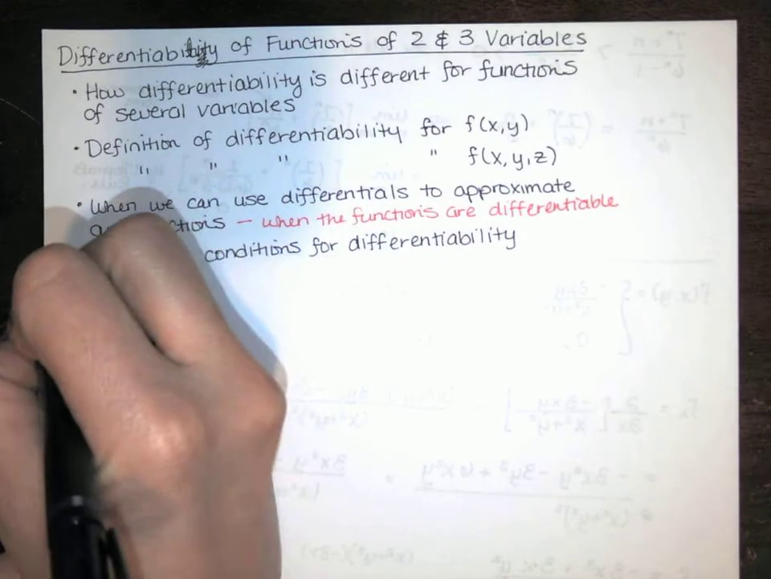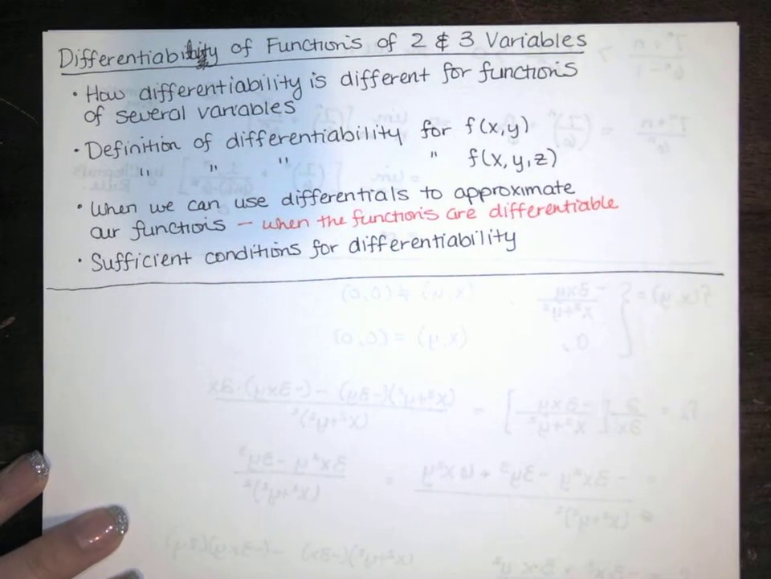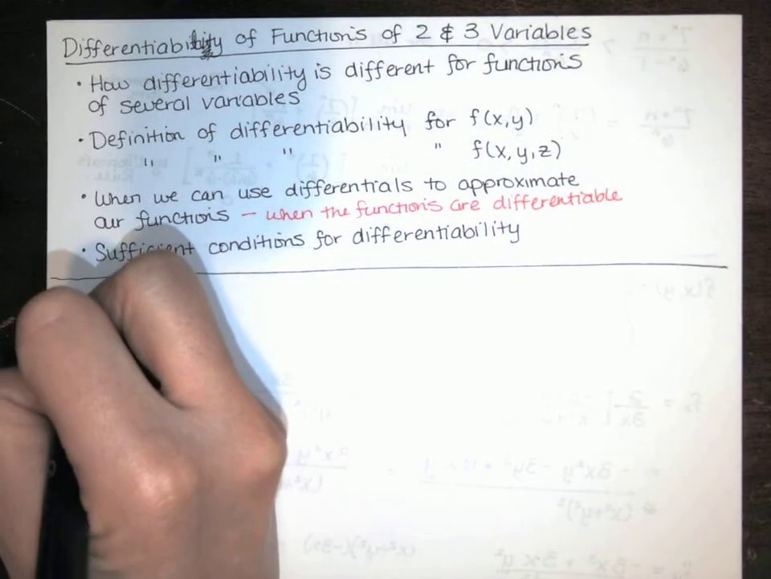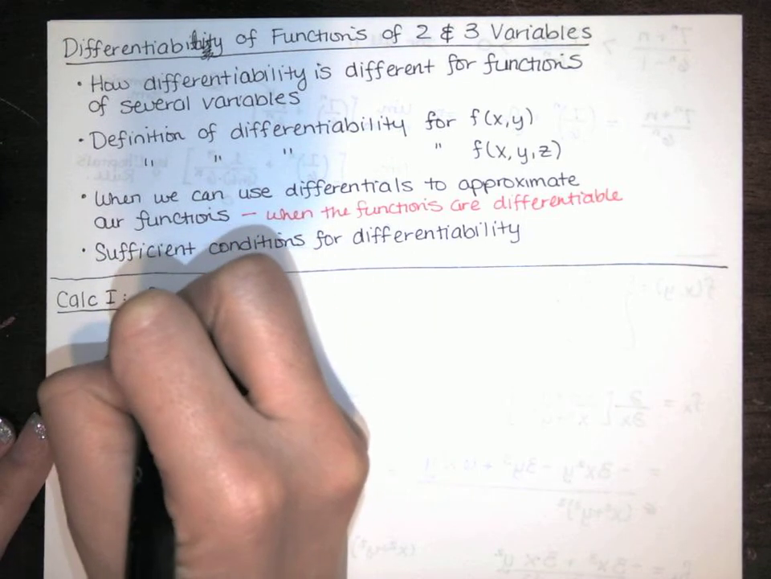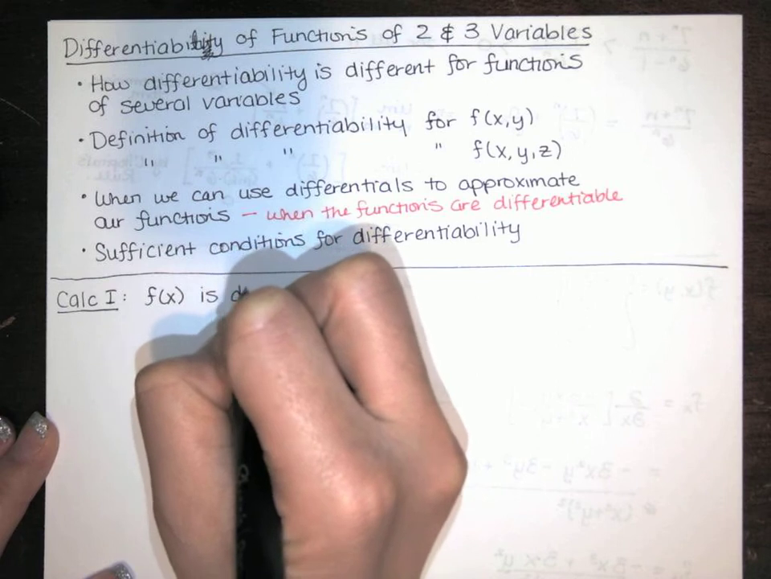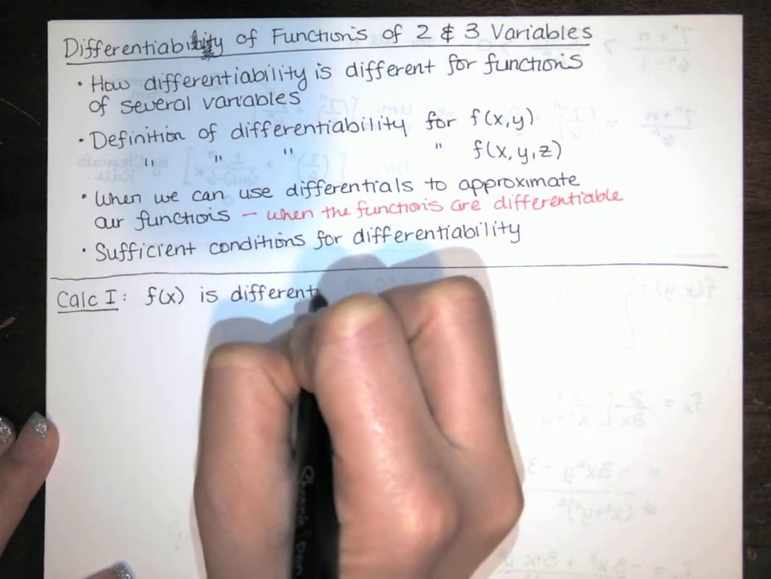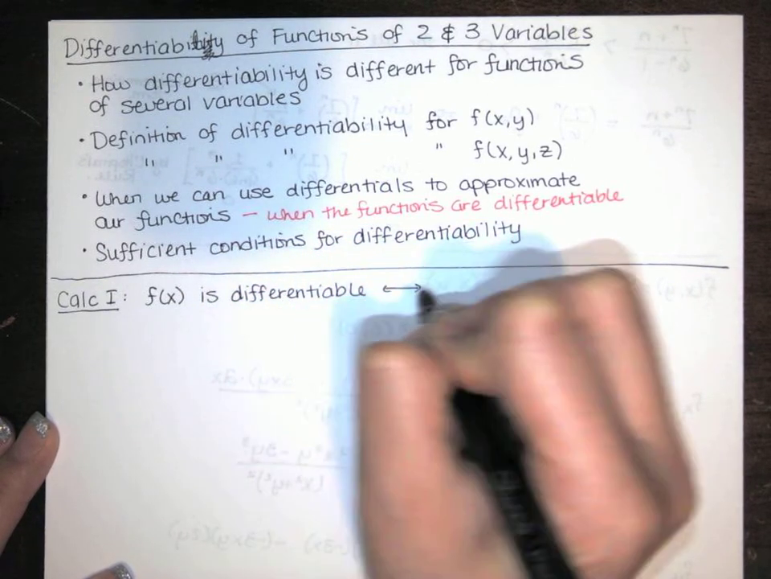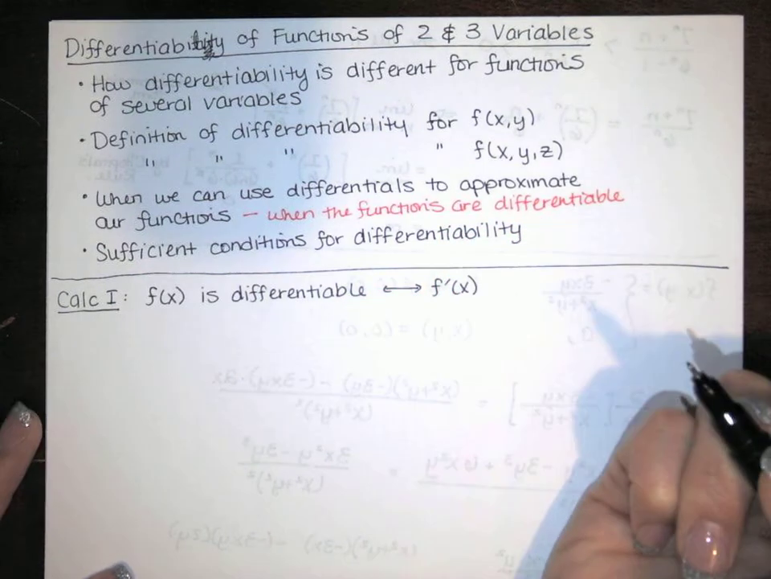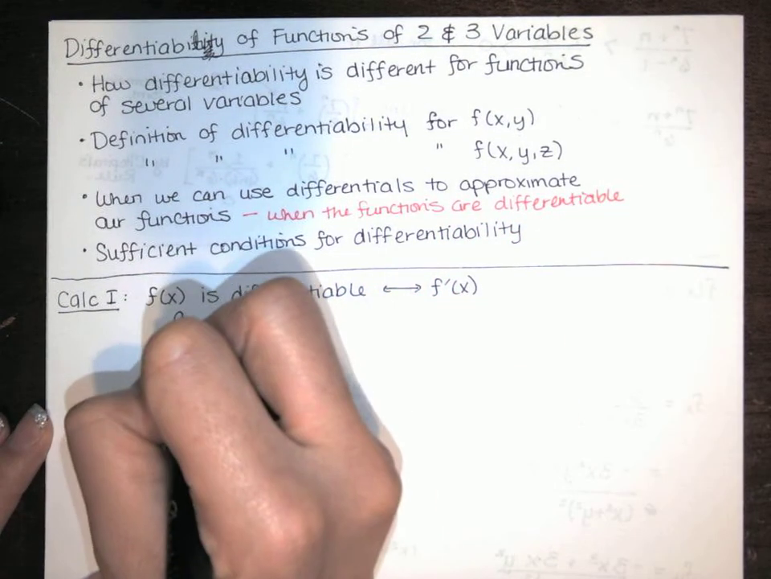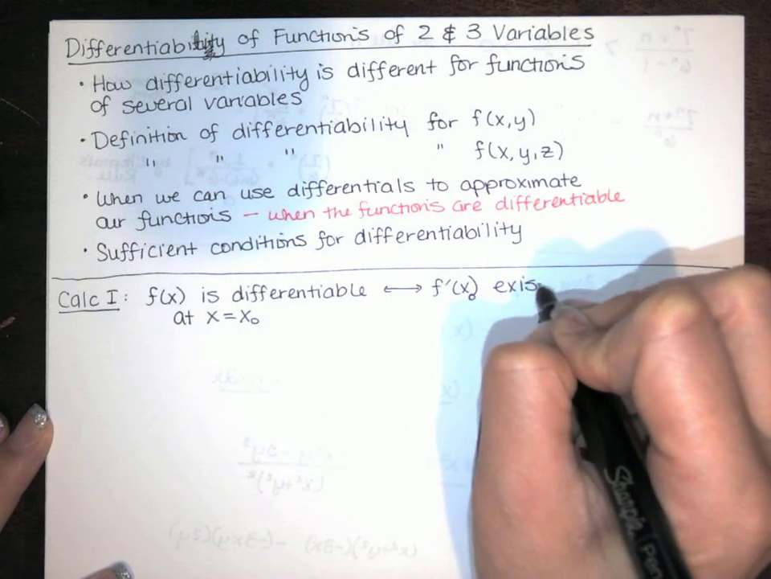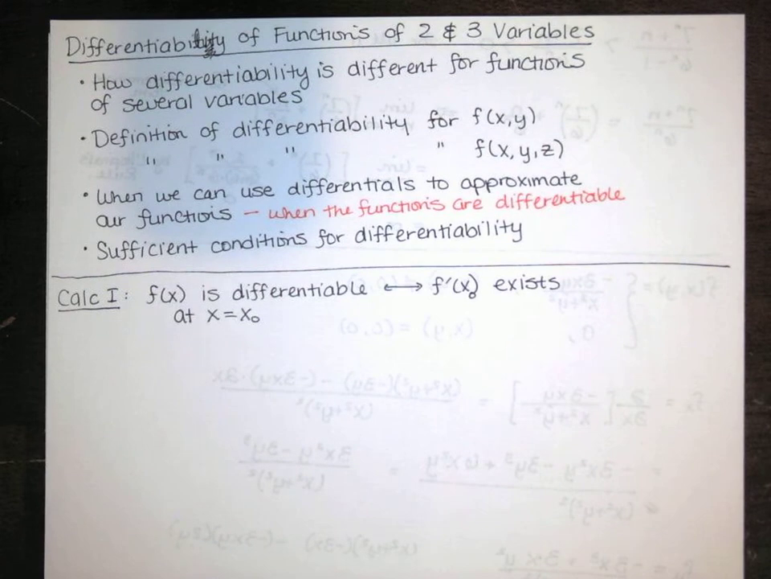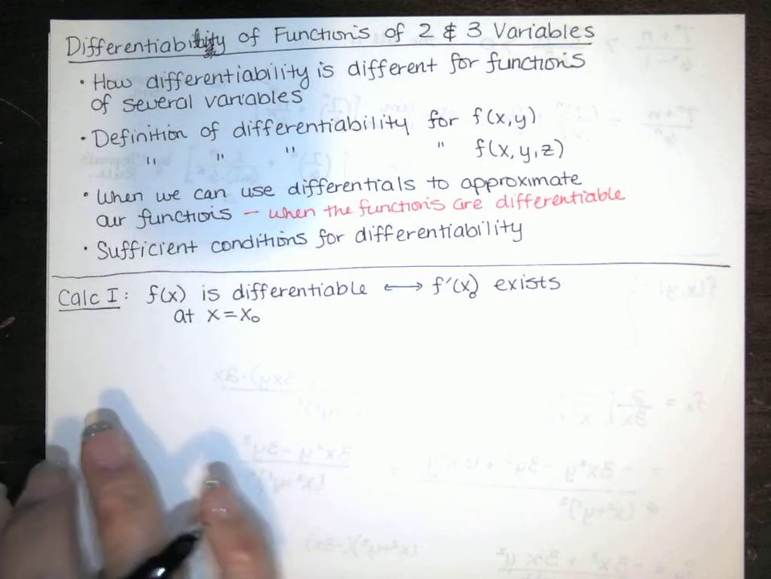Okay, so differentiability is different with functions of several variables because in Calculus 1, when we said the function was differentiable, we just meant its derivative exists. And maybe we're saying it's differentiable at x equals x naught. That just means that f prime of x naught exists. And that's good enough. In Calculus 3, partial derivatives existing is not a guarantee of differentiability.